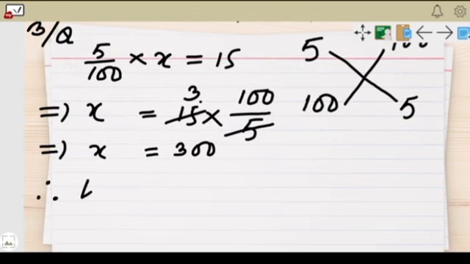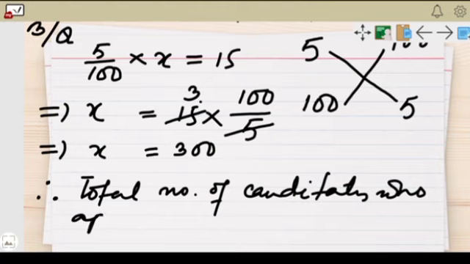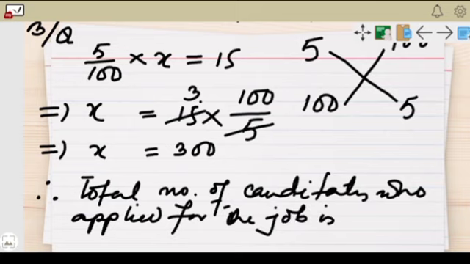Therefore, the total number of candidates who applied for the job is 300, and out of this 300 only 15 candidates were selected, and these 15 represent 5% of this 300. We'll move to the next question.